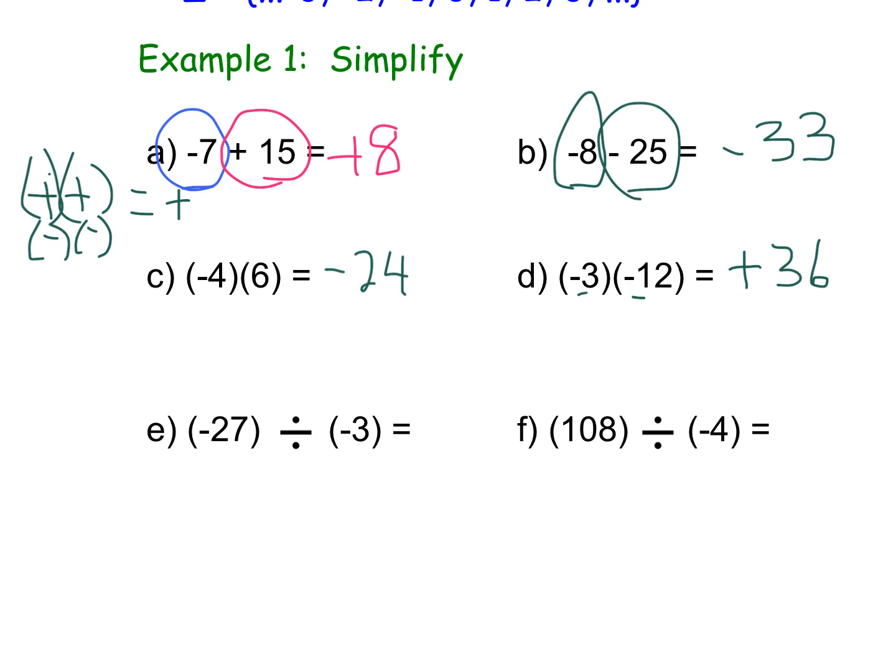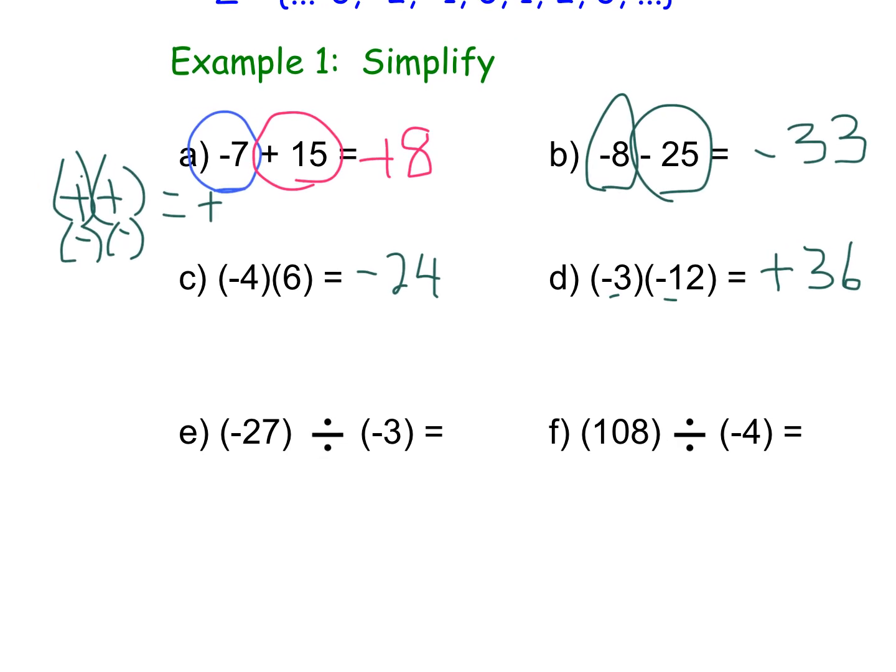For question E, we're dividing. Dividing and multiplying always follow the same rules, just like adding and subtracting always follow the same rules. And so again, we're going to go back to the 2 sign rule. If they're the same, our answer will be positive. If they're different, our answer will be negative. And so for part E on this question, we have -27 divided by -3. That's going to give us a positive answer. And 27 divided by 3 is 9. 9 groups of 3 is 27.